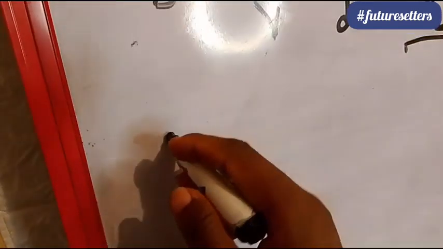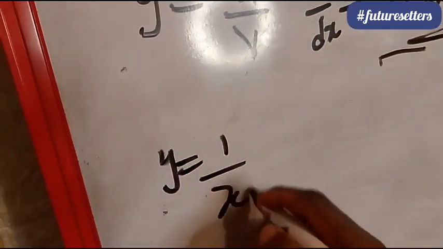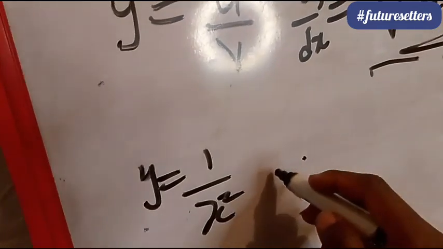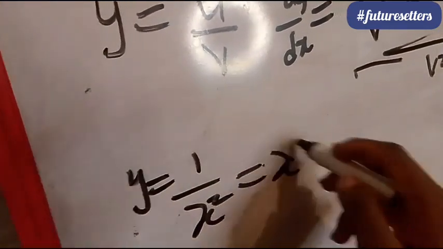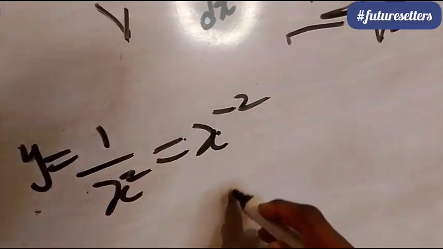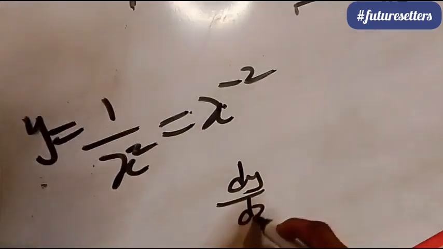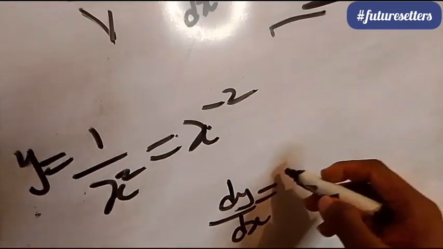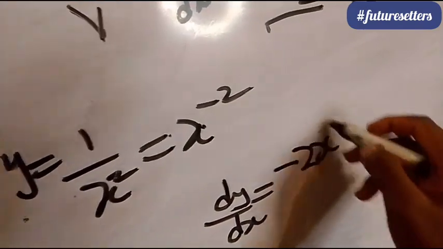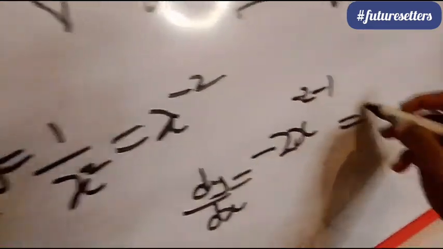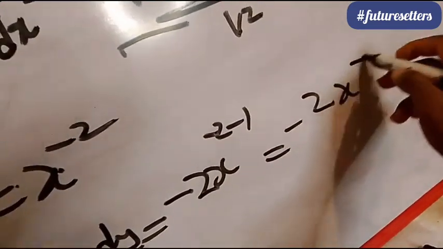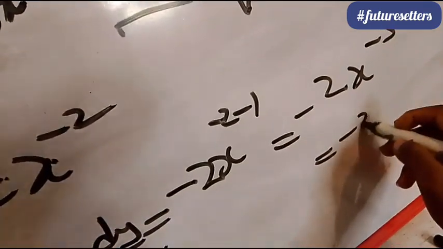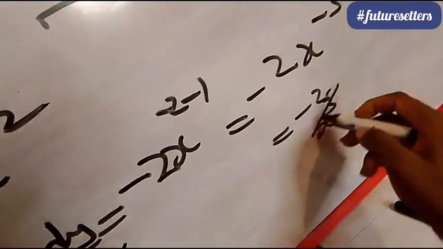Let's check if we get the same answer. y equal to 1 over x squared. And from this we know that this will give us x raised to power minus 2. And now if you are going to use the normal method which I explained, y equal to x raised to power n, dy/dx gives you nx raised to n minus 1. You have minus 2x raised to minus 2 minus 1, which is minus 2x raised to power minus 3, which is minus 2 over x raised to power 3.